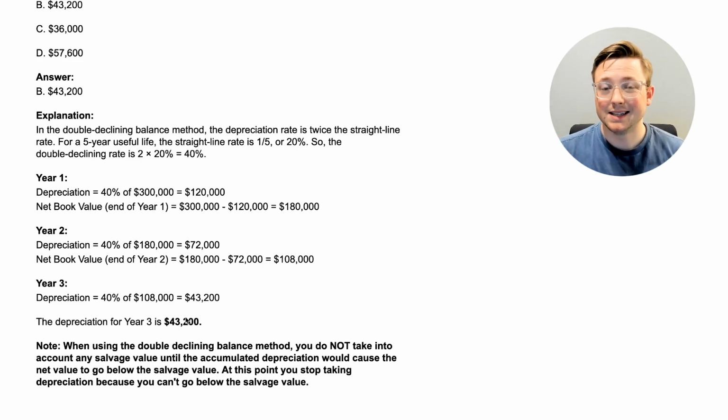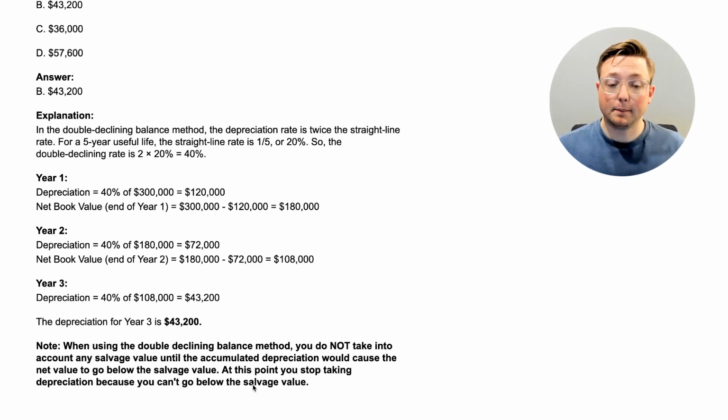Now, you'll notice that we did not take the salvage value into account. We didn't say 300,000 less 50,000, so we didn't use 250,000 for this. We just used the straight cost. But the salvage value does come in at the very end. And so let me explain this note. When using the double declining balance method, you do not take into account any salvage value until the accumulated depreciation would cause the net value to go below the salvage value. At this point, you stop taking depreciation because you can't go below the salvage value.